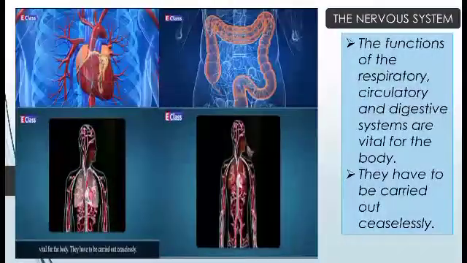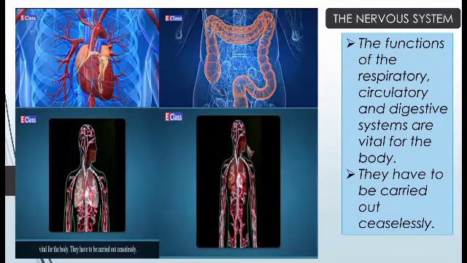Moving on to the next point, the nervous system. We know that the functions of the respiratory, circulatory and digestive systems are vital for the body, because if one system is affected, automatically the other systems are also not going to work properly. So it is very important that the internal organs work properly. Up till now we have seen the respiratory system, the digestive system, and the circulation of blood. All these systems should work simultaneously.